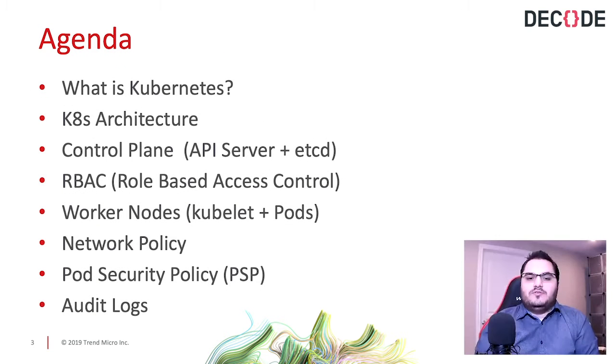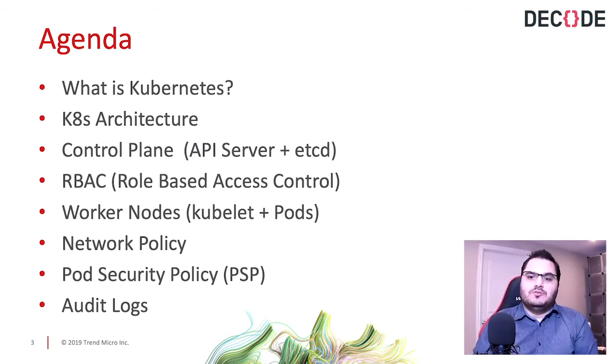So the agenda for today is basically to give you an overview of what Kubernetes is, how it works, what the Kubernetes architecture is, the different components that we have there in your cluster and how they communicate with each other, right? Then we're gonna go about some best practices, talking about the control plane, which is the main node there, the master node, talking about a few components, the API server and the etcd.